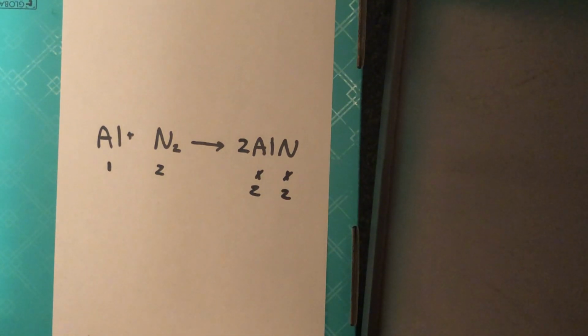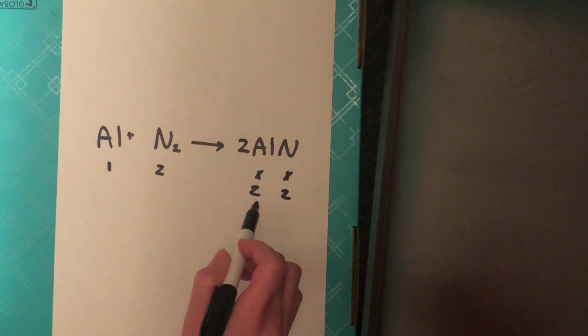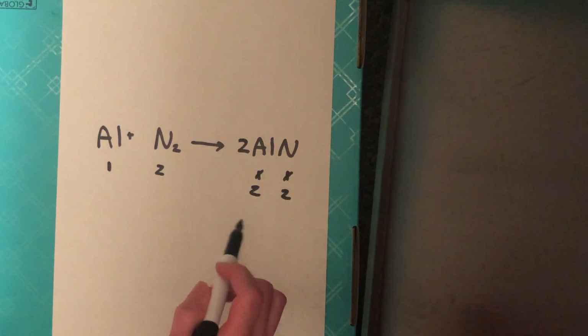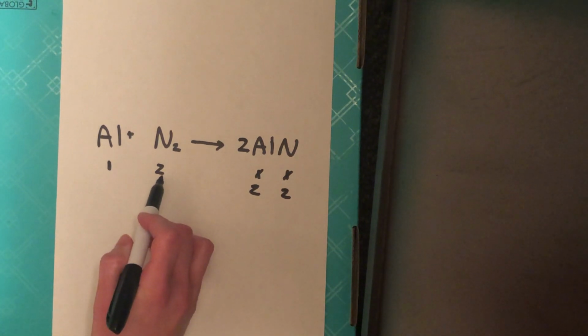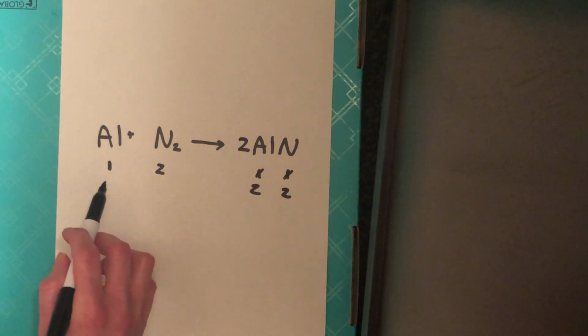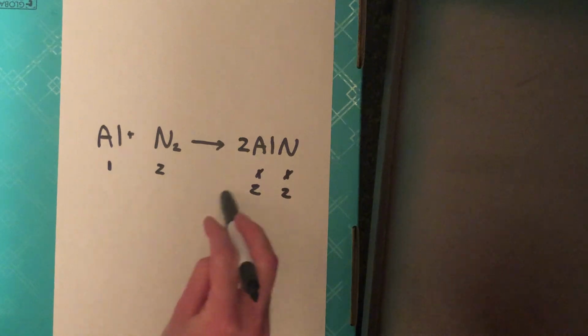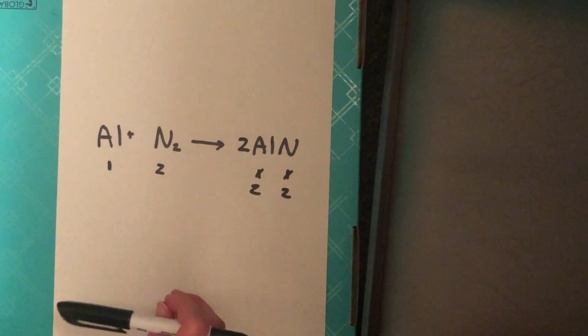So now we're going to check and see if it's balanced. We have our 2 nitrogens on the product side, our 2 aluminums on the product side, our 2 nitrogens on the reactant side, and 1 aluminum on the reactant side. So we're not quite balanced just yet. Now our aluminums aren't matching up.